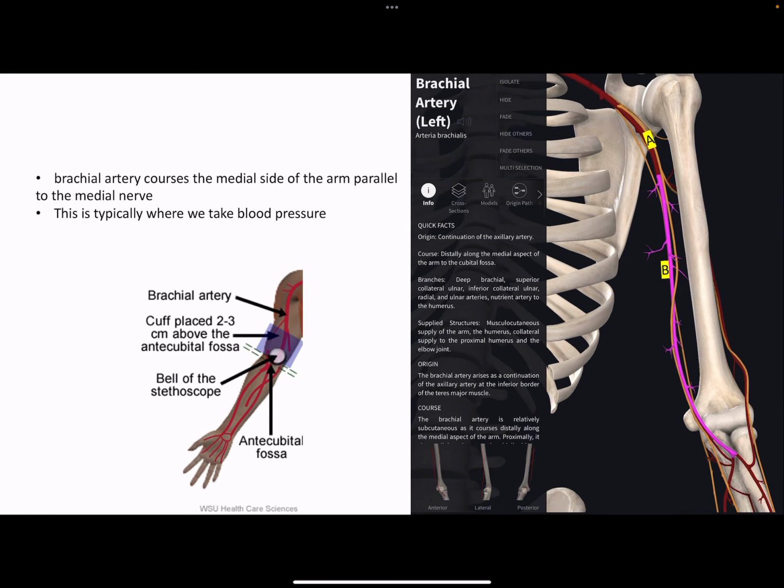Okay, the brachial artery is, of course, where we are going to take blood pressure, just slightly above the cubital fossa. That's where we would put the cuff. The brachial artery actually goes right through the cubital fossa.